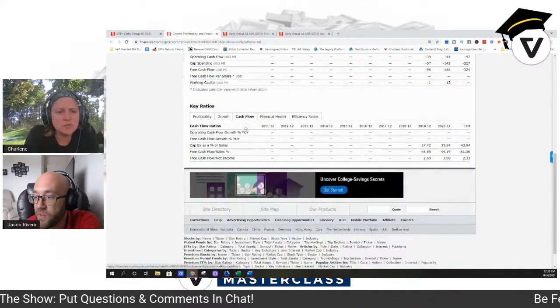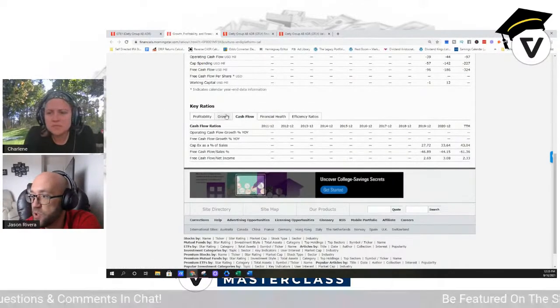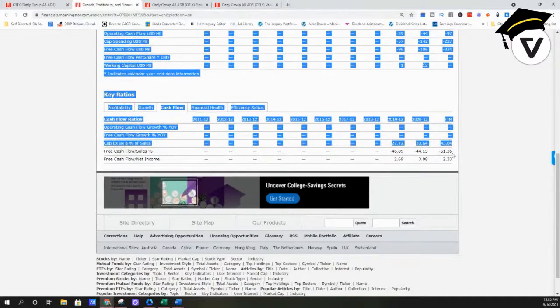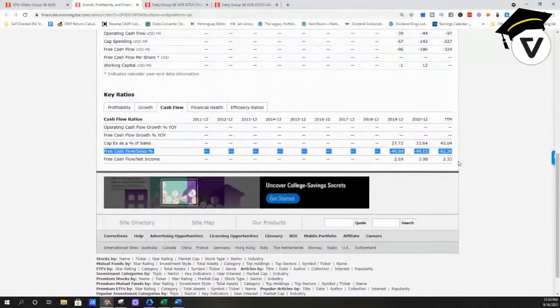All right, what else do we look at? Okay, then you go to the cash flow tab here. Free cash flow to sales. I look for anything above positive 5% on this. Ooh, they're negative again. So this is massively negative.